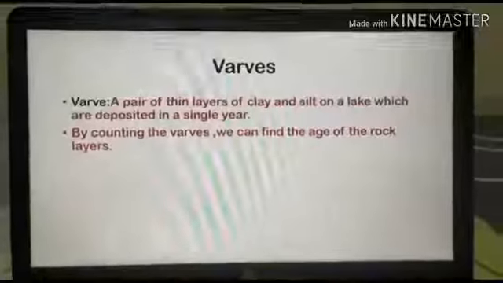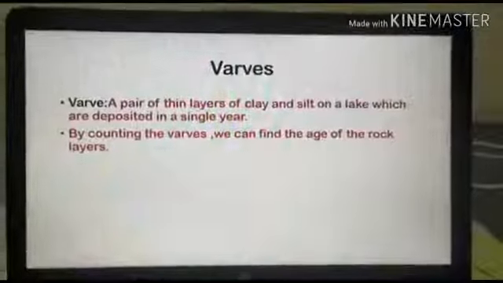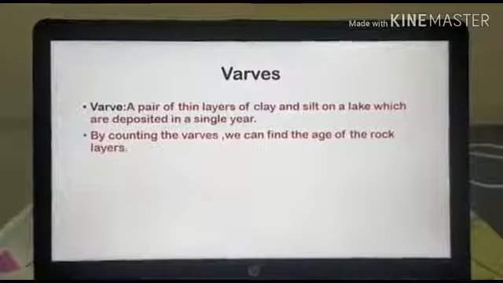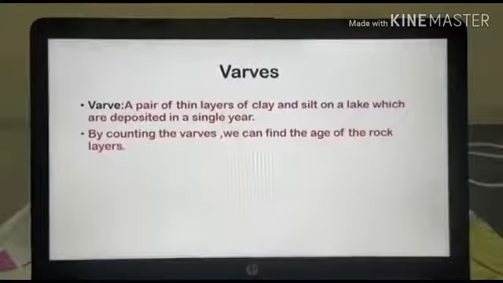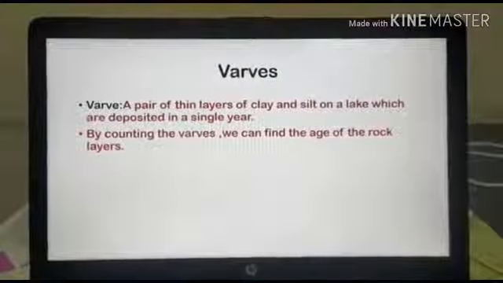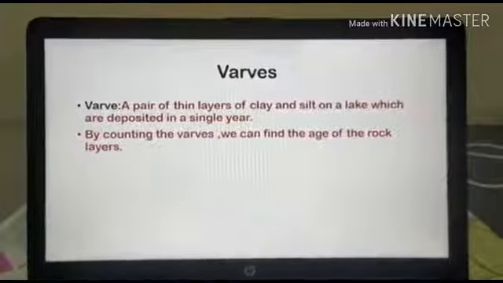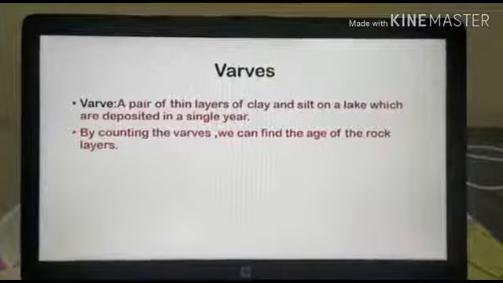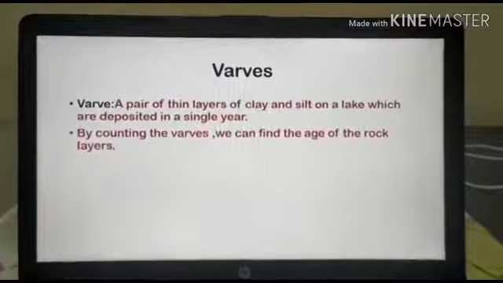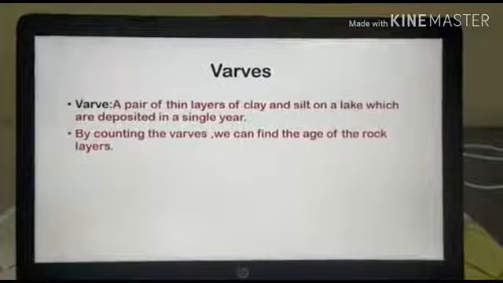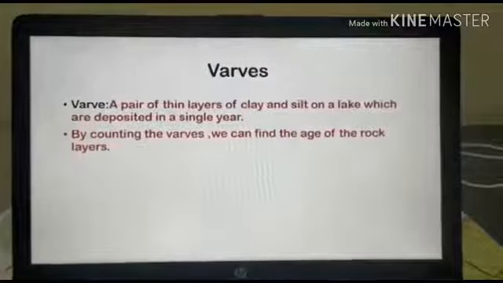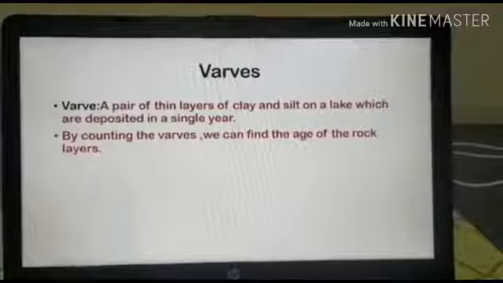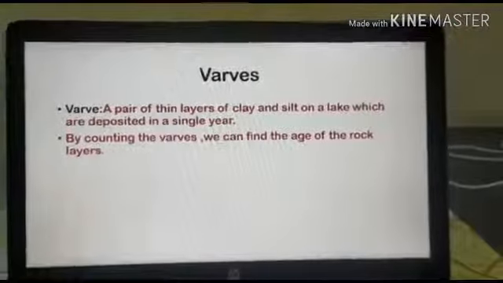So let's see. A pair of thin layers of clay and silt in a lake, which are deposited in a single year, we can call a varve. So varves will be deposited in each year, according to the winter and summer season. A dark band and a white light band will be deposited. So by counting the varves, we can find the age of the rock layers. This is one method.